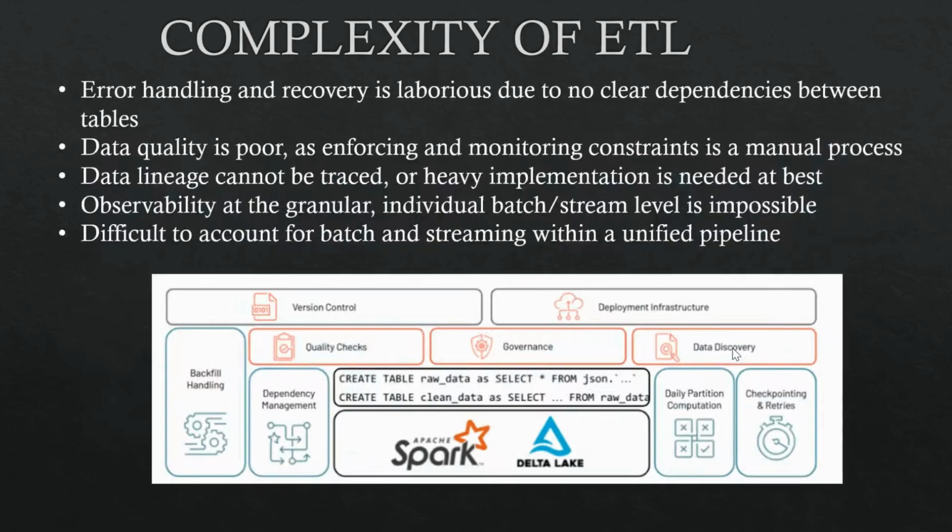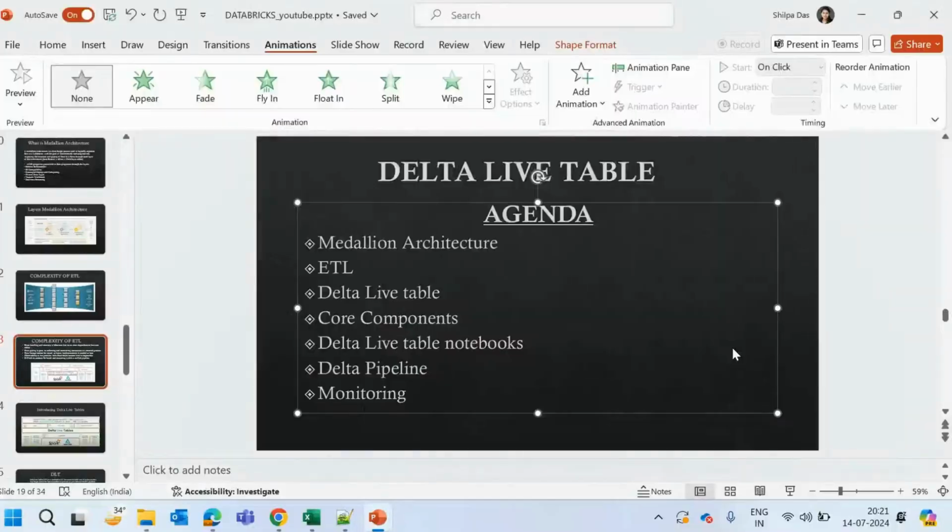Let's move on to why exactly Delta Live Tables is coming. What is the complexity which actually triggers Delta Live Tables? So whenever there is an error, you need to handle that error, and the recovery process is very tedious. Why? Because there are so many dependencies between the tables. So you need to figure out where exactly there is a problem and where exactly the error is coming up, in which table it's coming up, and then you fix it.